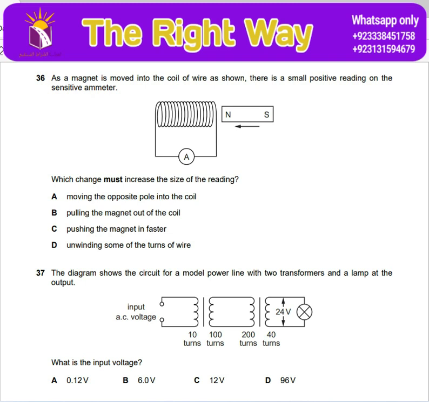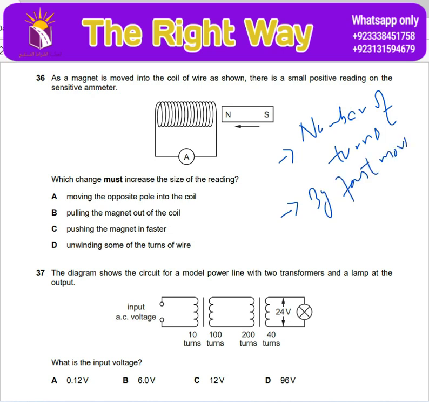36. As a magnet is moved into the coil of wire as shown, there is a small positive reading on the sensitive ammeter. Which changes must increase the size of the reading? The size of the reading could be increased by increasing the number of turns of the coil. Number 2, by moving the magnet faster. Number 3, increasing the magnetic field.